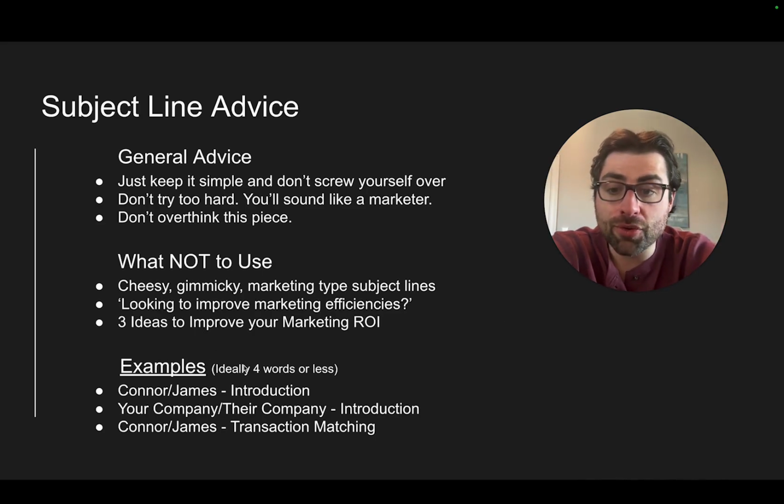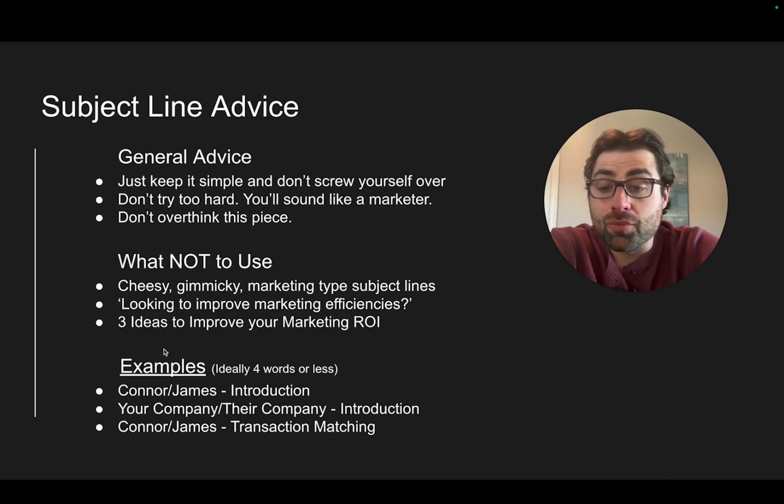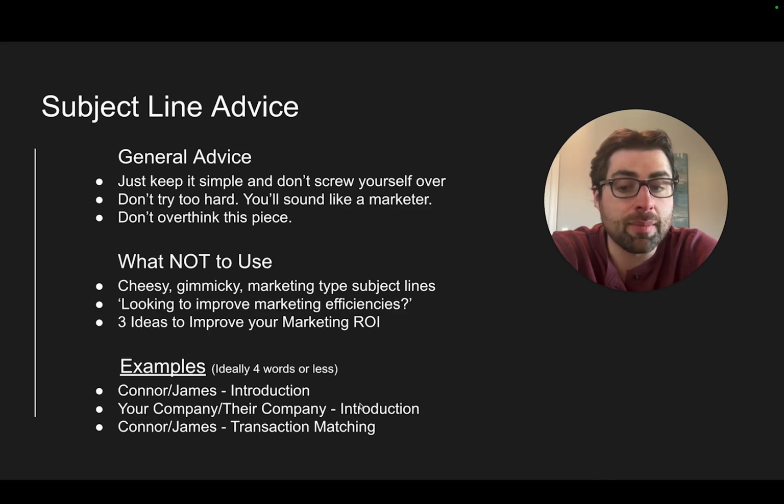So some examples, ideally I say keep it to 4 words or less, but you might think, really, Connor? Like this is what you got? I'm telling you, yes, these are fine. They get opened and they're not going to screw yourself over. So it could be your name, their name, introduction, or your company name, their company name, introduction.